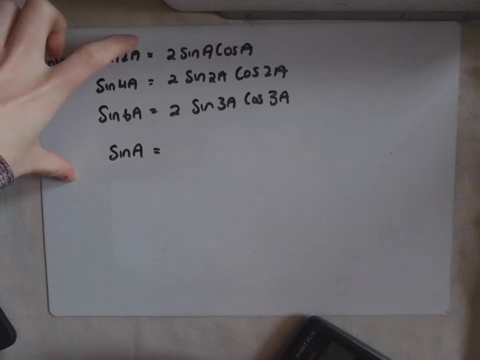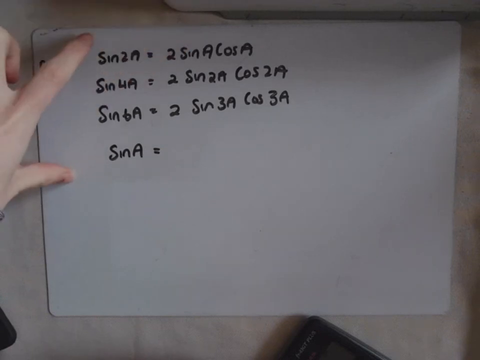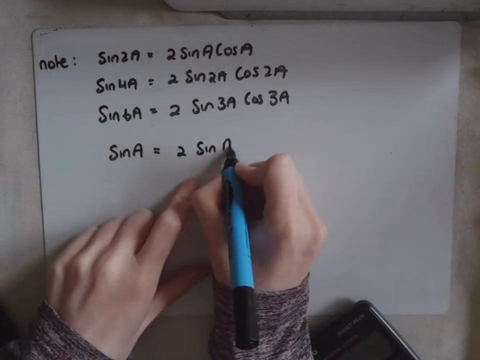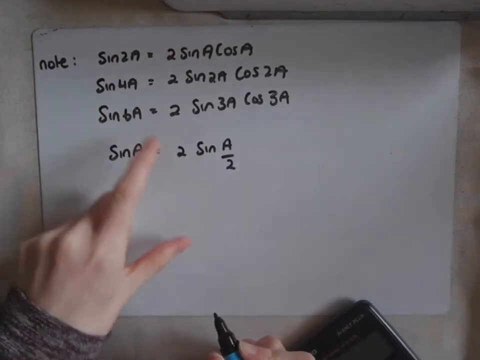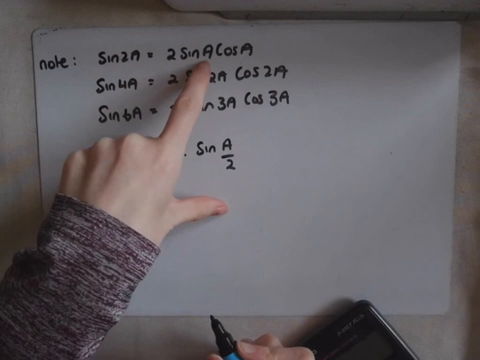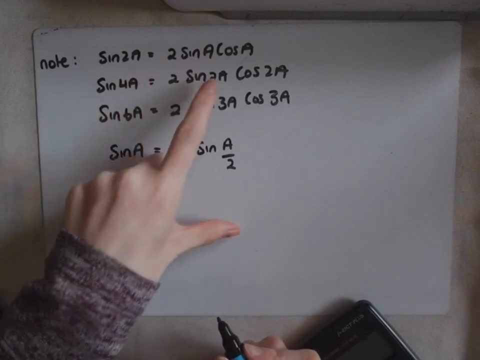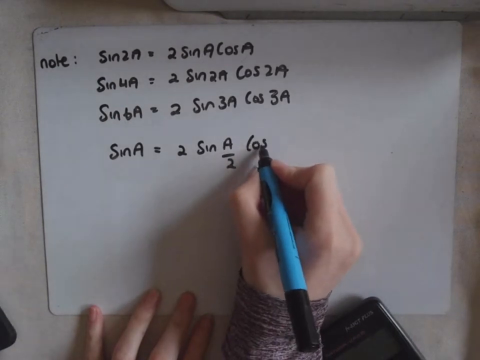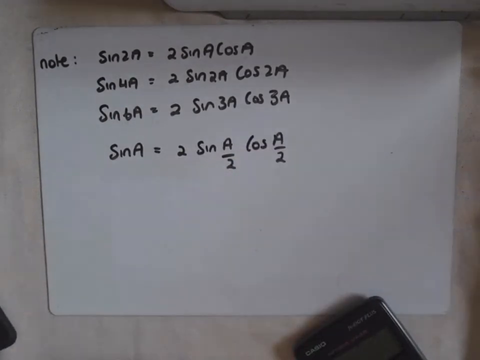If sine of 2a is 2 sine a cos a, then sine of a is 2 sine a over 2 cos a over 2. Okay? When it's 2a, you halved the angle. When it was 4a, I halved the angle. When it's a, I halved the angle. Okay?